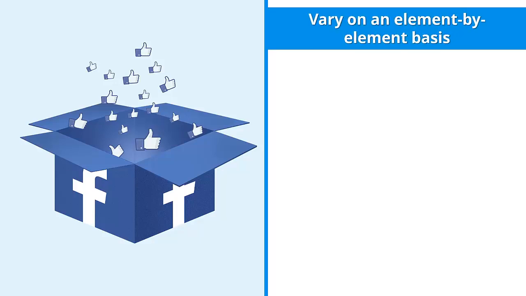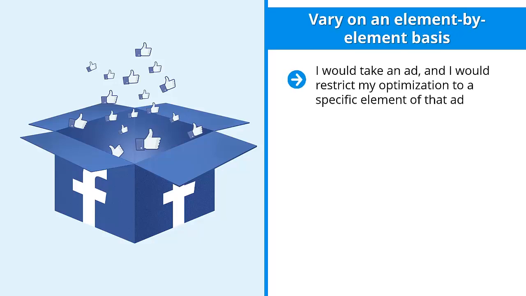Vary on an element-by-element basis. I would take an ad, and I would restrict my optimization to a specific element of that ad. Every ad actually has many elements. There is the graphics, the heading, the description, the link. I would start with one element, and I will come up with different versions. The most obvious part is the picture. So I'd play around with the different pictures and see which gets the most clicks. I would then come up with a variation of that picture and see if I can improve my click-through rate.